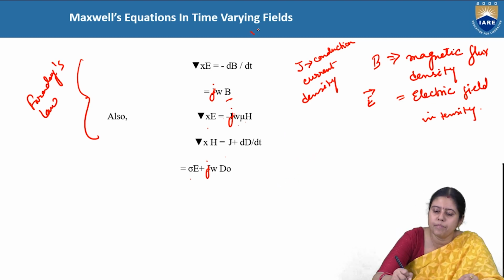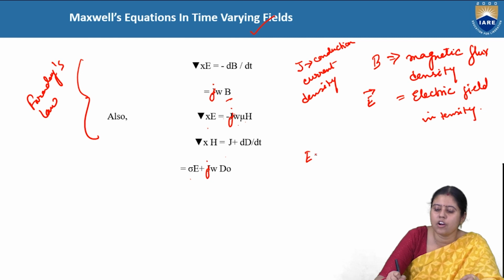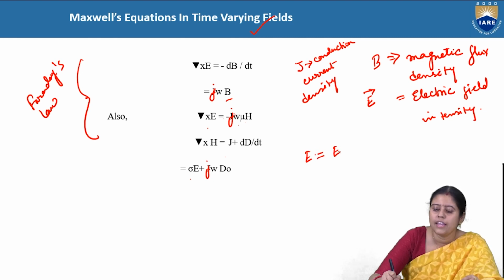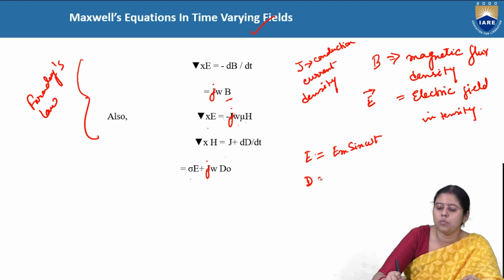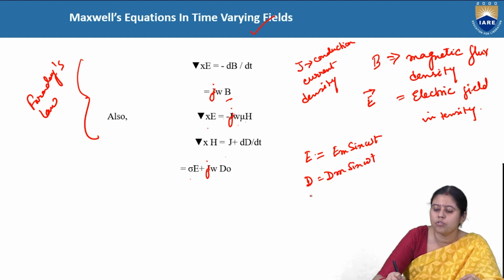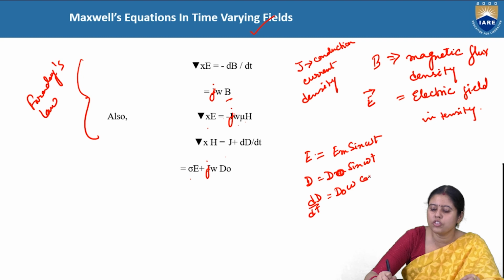Actually it is a time varying field. So for the equation of the flux, if we take E equal to Em sin omega t, then D will be Dm sin omega t. So what is d by dt? dD by dt is D naught omega cos omega t.